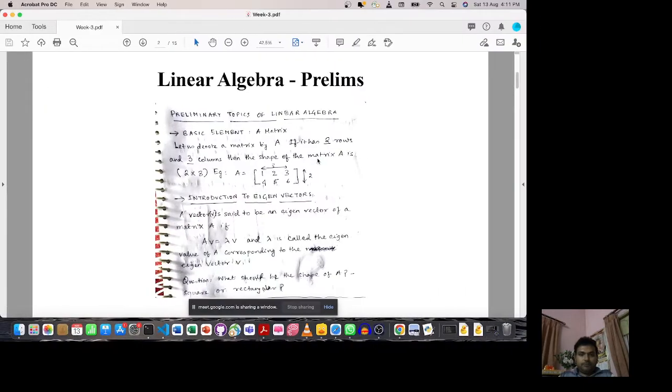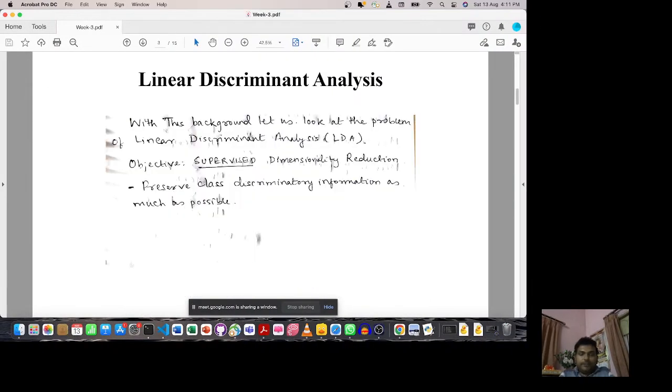Okay, so let me come to the main problem that we are trying to solve. My handwriting is legible, right? You can understand what I have put on the screen.